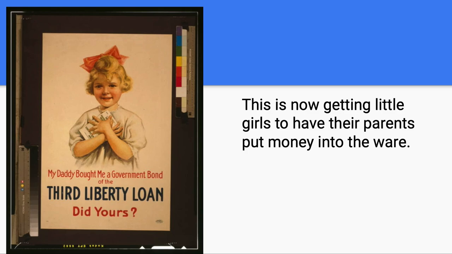So this next image is a little girl, and this is trying to get at the younger generation of people, bringing them into the war as well, by having a little girl holding a government bond, and it's saying, my daddy bought me a government bond of the Third Liberty Loan, did yours? So this is making other little girls ask their dads, like, hey, I want to get a Liberty Loan too, this little girl on the poster did, then causing more people to spend more money on the war.